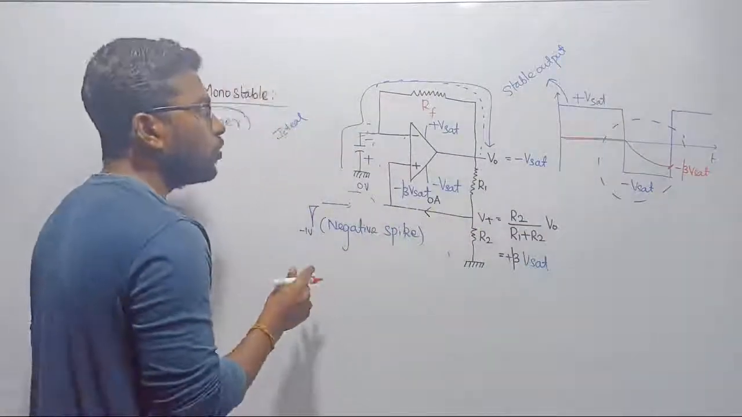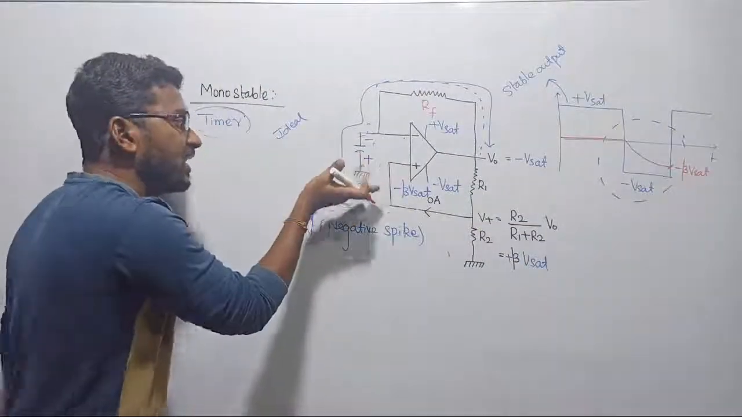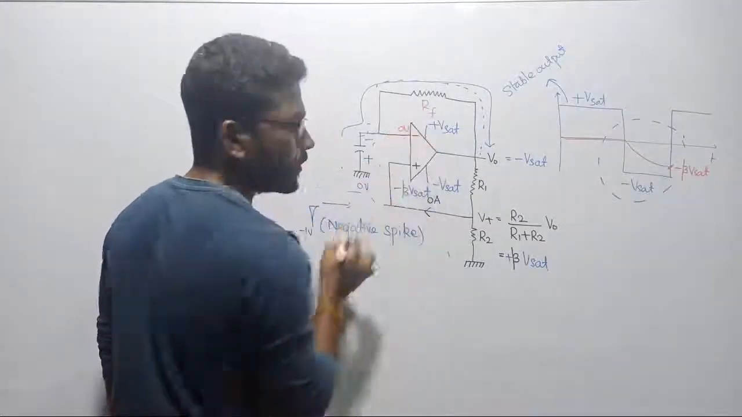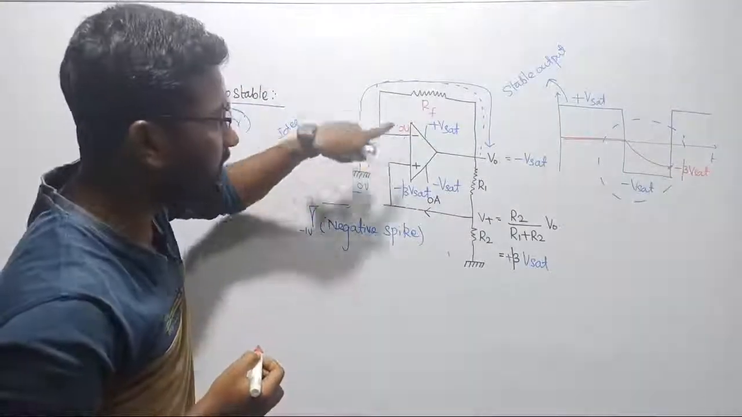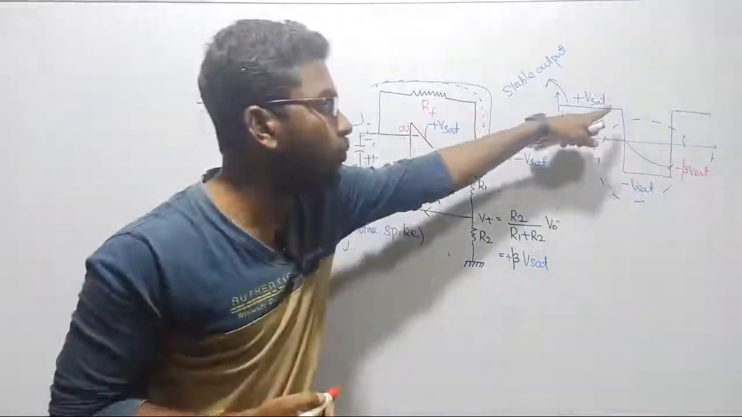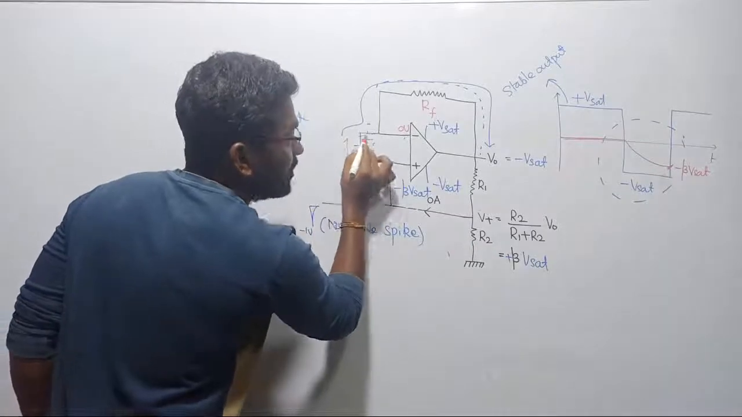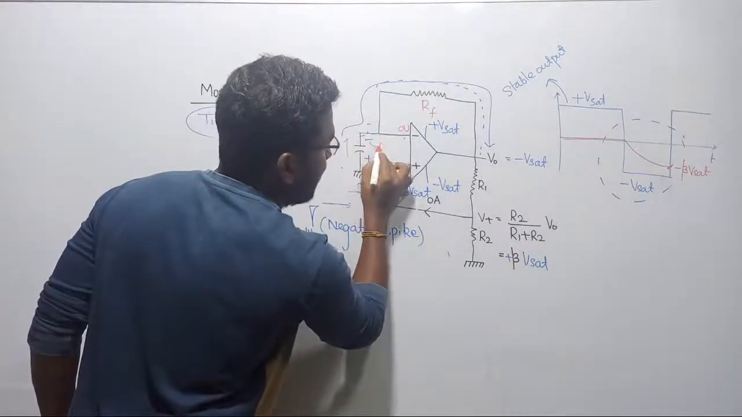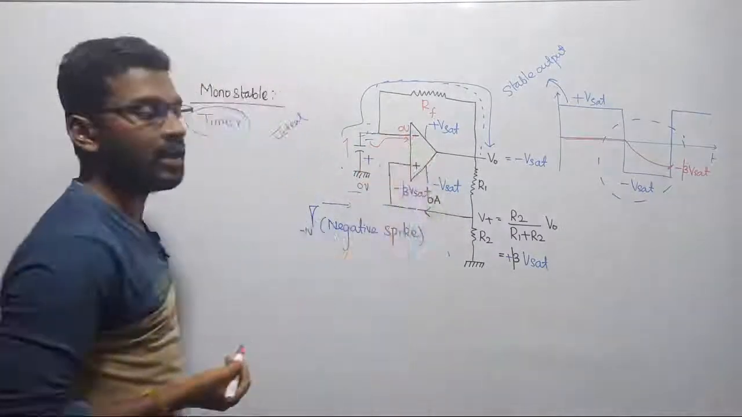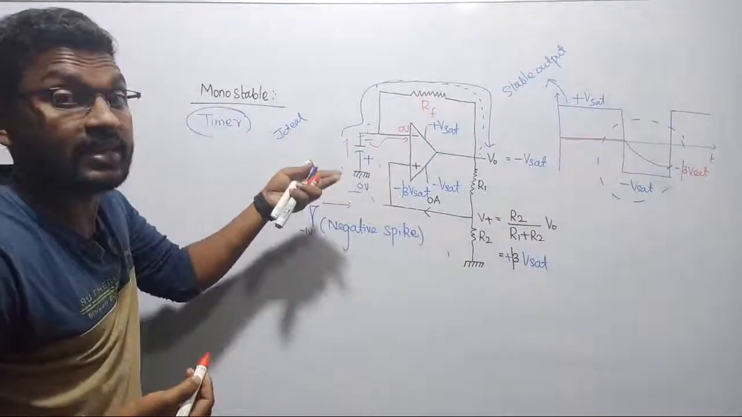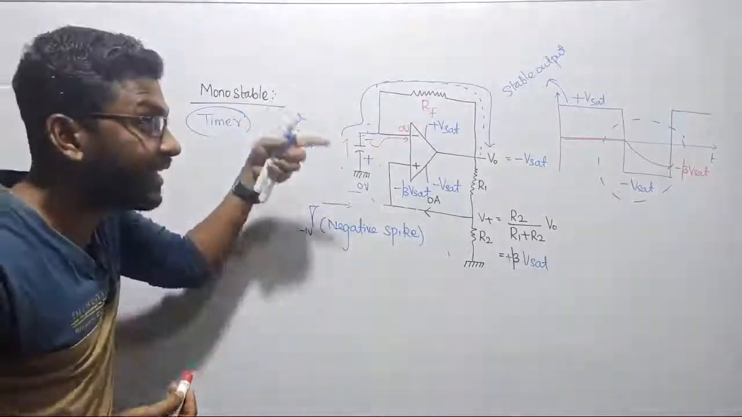Now when your capacitor started charging negatively, initially it was 0 voltage. That 0 is greater than minus beta Vsat, as we said. That's why the output state is changed now. Now your capacitor keeps on charging negatively. Don't forget, the capacitor's negative plate is connected to the inverting terminal, so this negative voltage keeps on rising, negatively increasing.